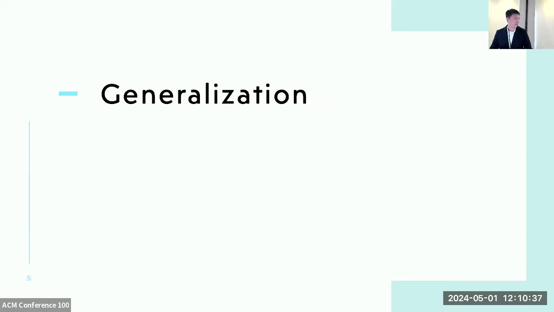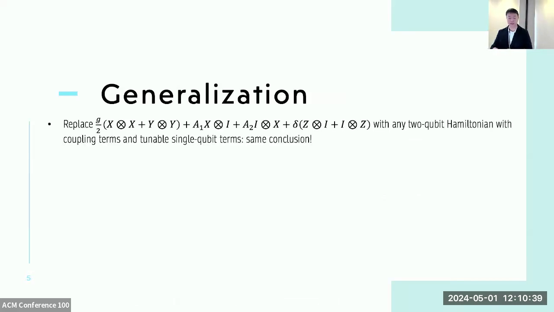So there's also some follow-up work that we did, and we can generalize this. Instead of that really complicated specific Hamiltonian that we considered there, you can now replace that with any 2-qubit Hamiltonian as long as it has some coupling terms like x tensor x or something. And you can also tune the single qubit terms. You can get the same conclusion. You can get all of the Weyl chamber in minimal time.